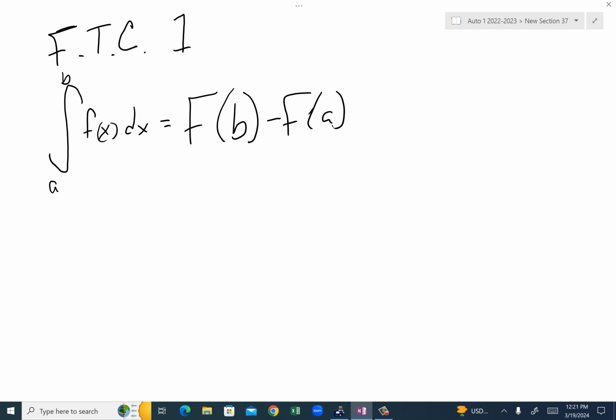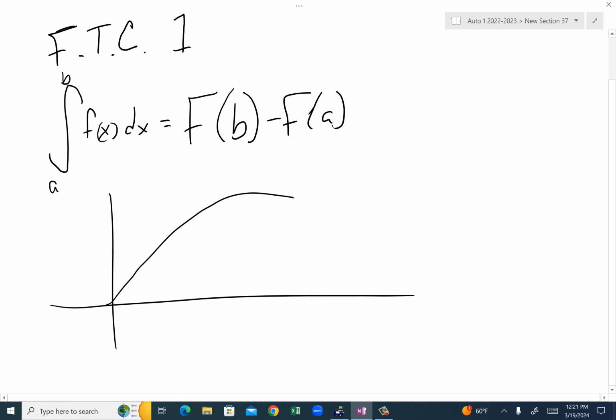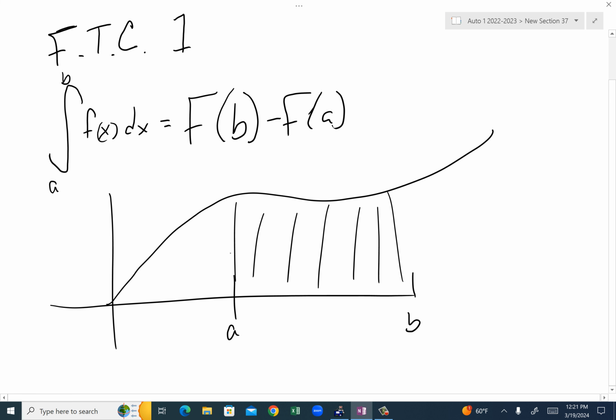Anyway, so what do we have here? We talked about this last week: you've got a function, here's A, here's B. To find the area between them, you simply take the antiderivative, that's capital F, and evaluate it at B and evaluate it at A, and you subtract them.